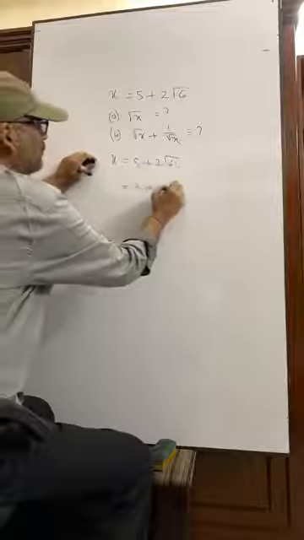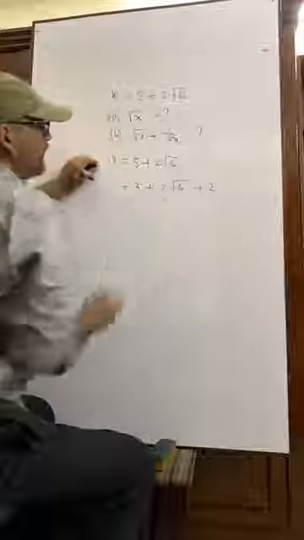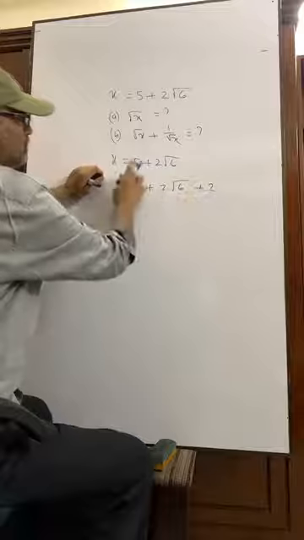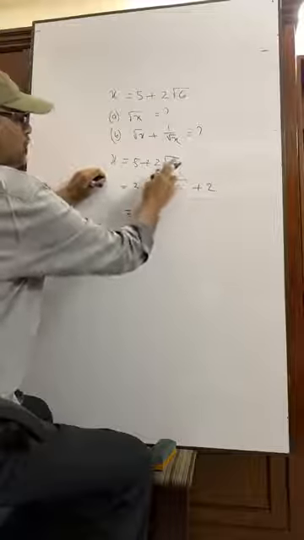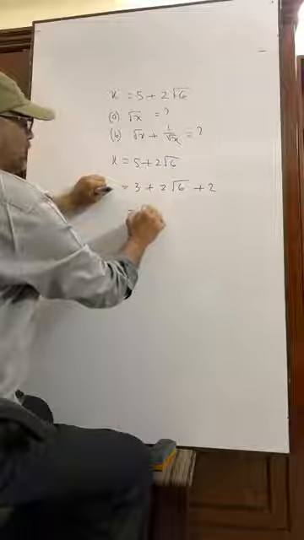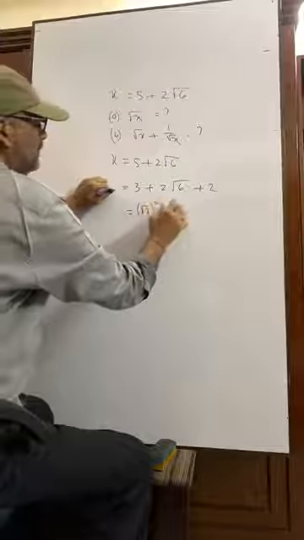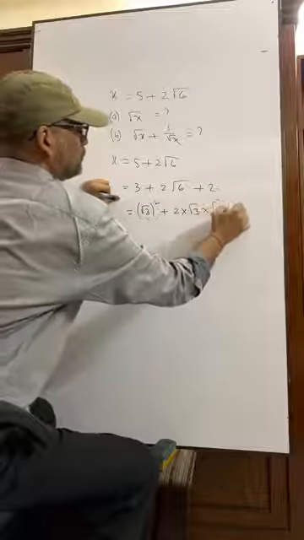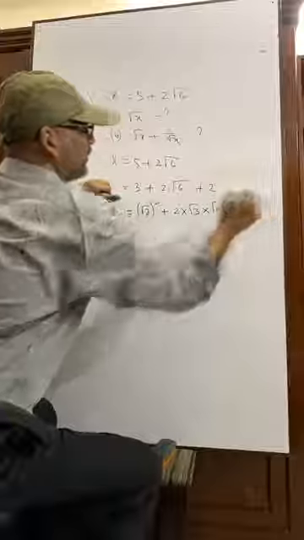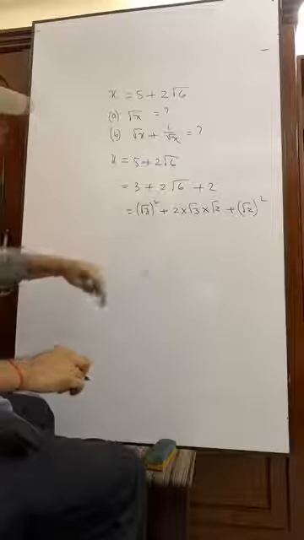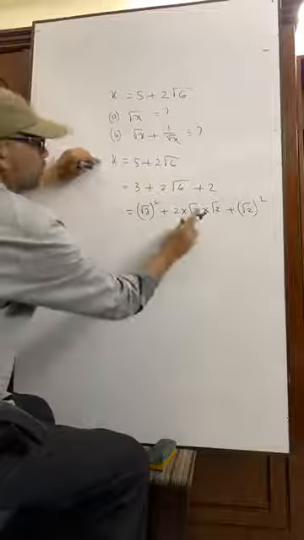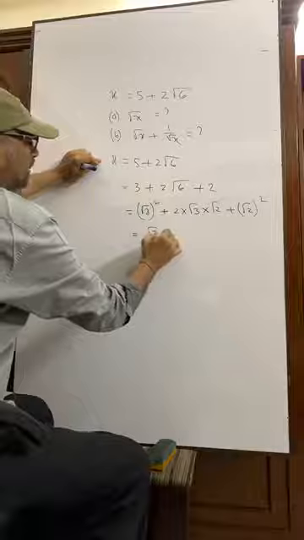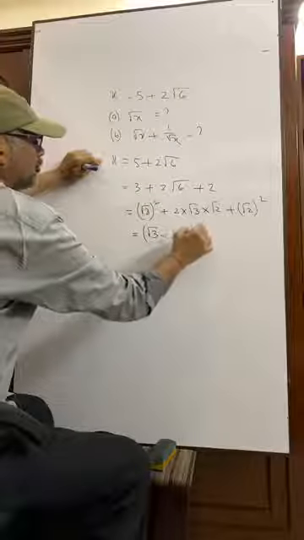3 plus 2 root over 6 plus 2. If they are added, 3 and 2 is equal to 5, and 3 into 2 is equal to 6. So we can write here root 3 whole square plus 2 into root 3 into root 2 plus root 2 whole square. Have you seen? Root 3 into root 2 is root over 6. So we get here root 3 plus root 2 whole square.